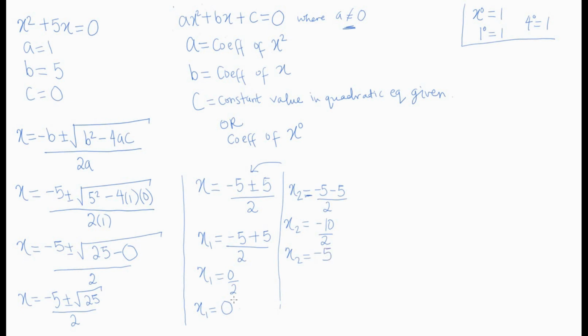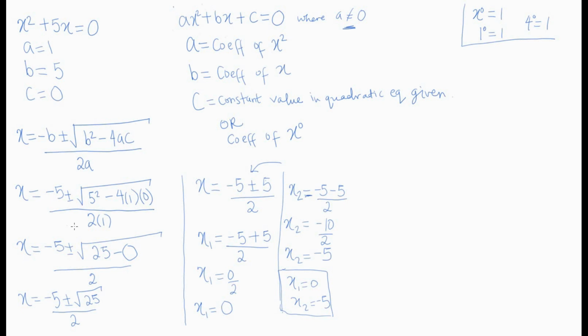So you can see what I was saying about having 2 values of x. We have x sub 1 to be 0 and x sub 2 to be -5. And we have that only because the highest power of this given quadratic equation is 2.